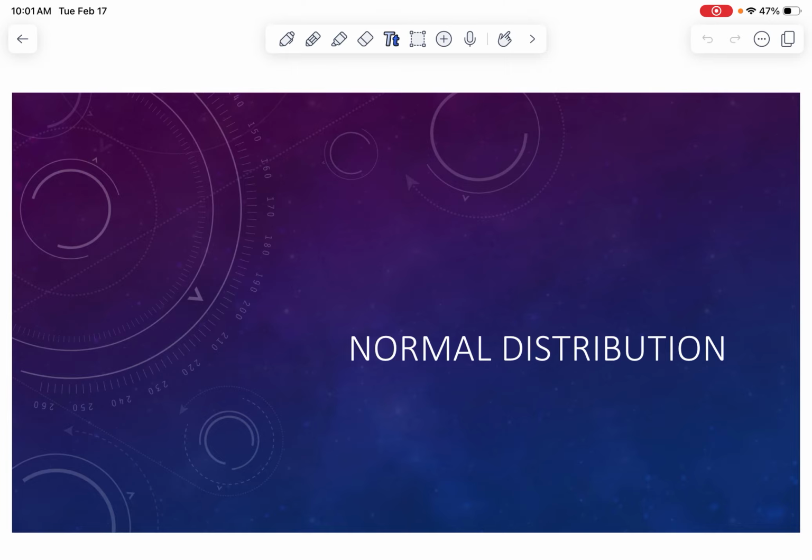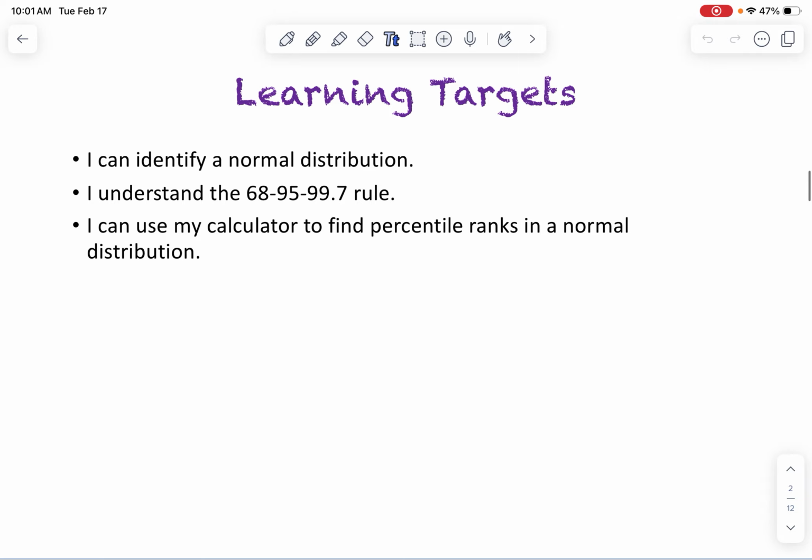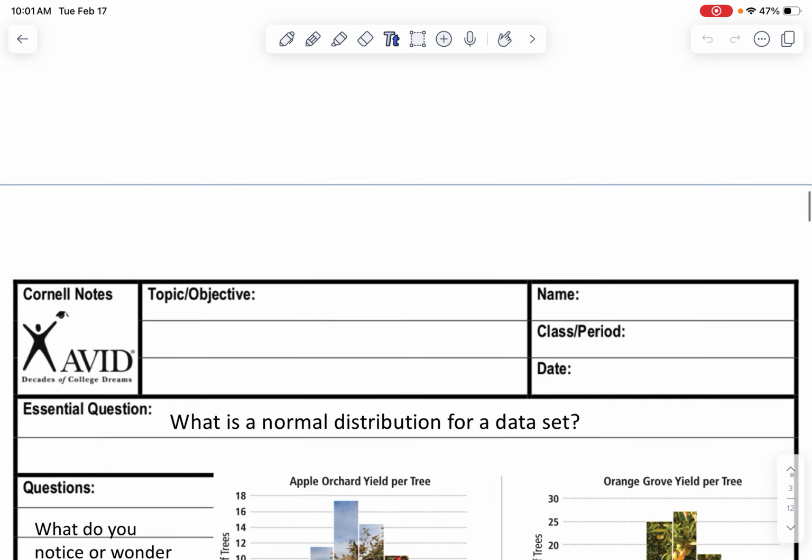Okay, this lesson is on normal distribution. We're going to be able to identify what a normal distribution looks like, understand something called the 68, 95, 99.7 rule, and then use our calculators to find percentile ranks in a normal distribution.